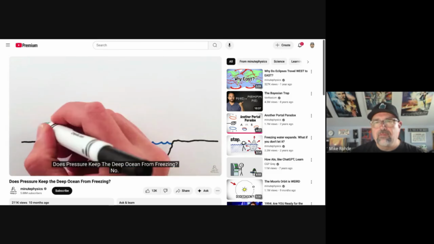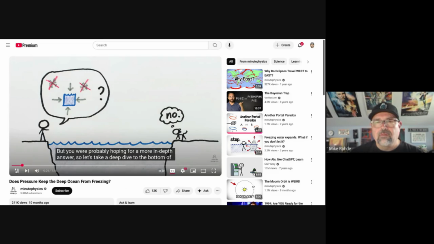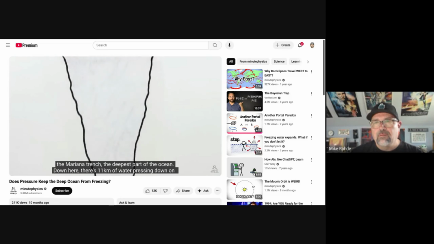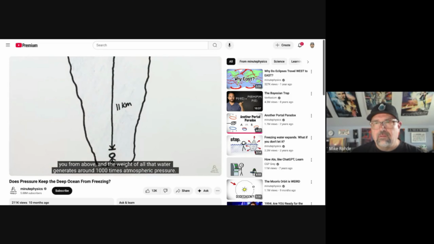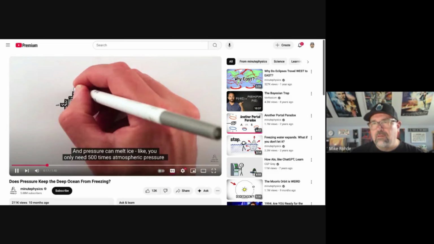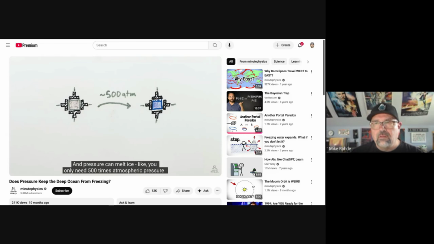Does pressure keep the deep ocean from freezing? No, but you were probably hoping for a more in-depth answer, so let's take a deep dive to the bottom of the Mariana Trench, the deepest part of the ocean. Down here, there's 11 kilometers of water pressing down on you from above, and the weight of all that water generates around 1,000 times atmospheric pressure. And pressure can melt ice. Like, you only need 500 times atmospheric pressure to melt ice down to -4 degrees Celsius.